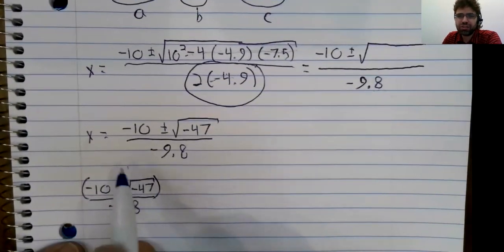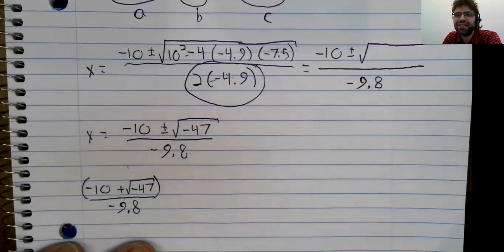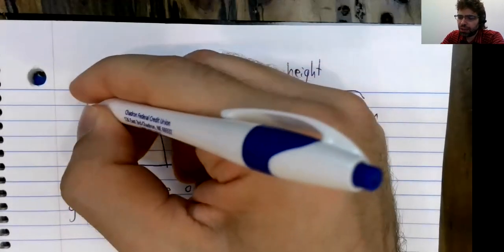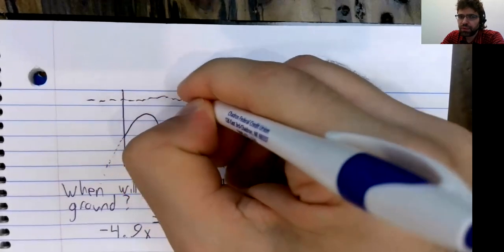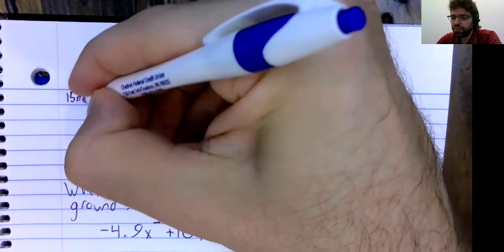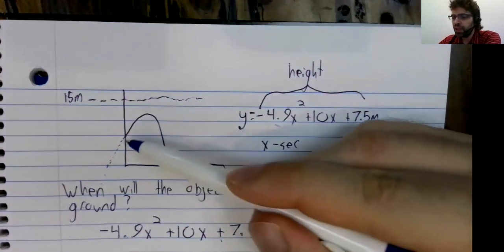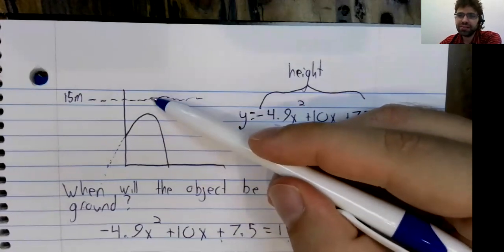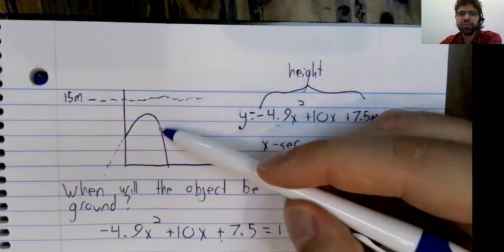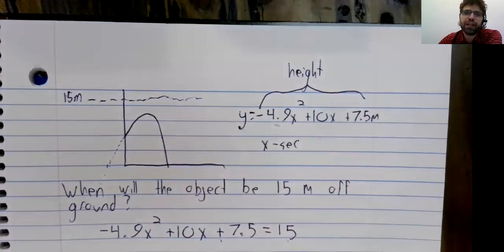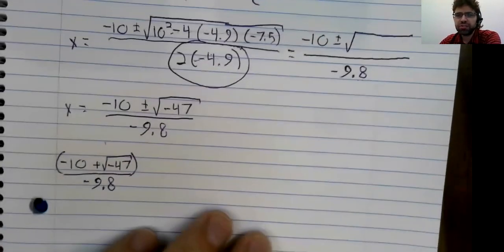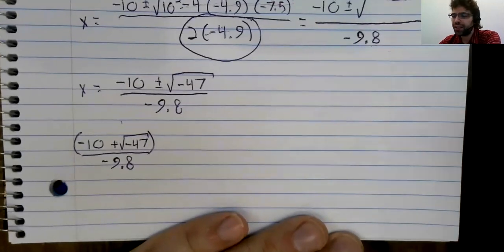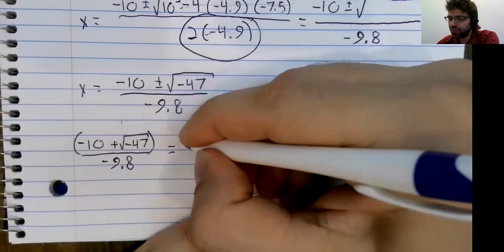Likewise here, this is a solution. It doesn't mean anything in this context, though. And what's happening is that 15 meters is up here. So the object rises, it reaches its maximum height, less than 15 meters, and then it falls to the ground. So this solution is meaningless. We could simplify it if we wanted to.